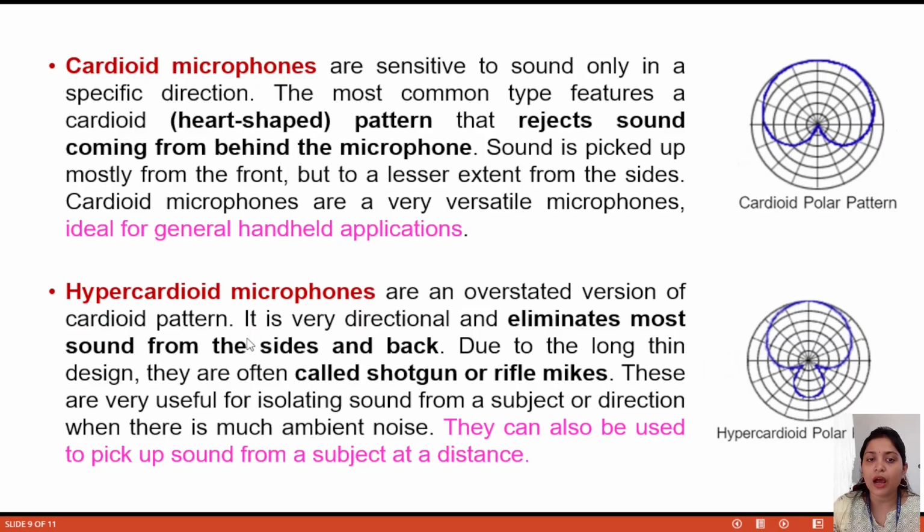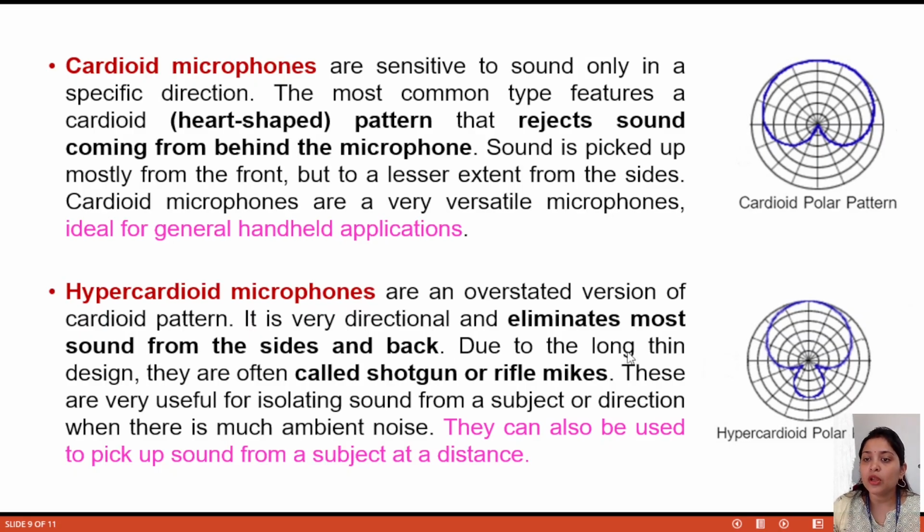Now we are coming to the hypercardioid microphone. What is this? This is the pattern of the hypercardioid. Here you can see from this pattern that sound waves come from the front direction and a very small amount from the rear or back direction. The hypercardioid microphone is an exaggerated version of the cardioid pattern. It is very directional and eliminates most of the sound from the sides and back.